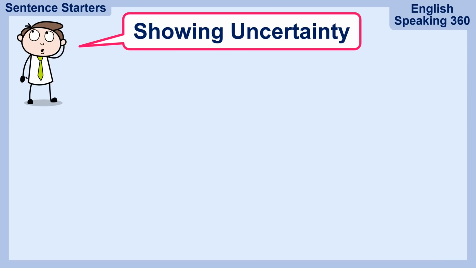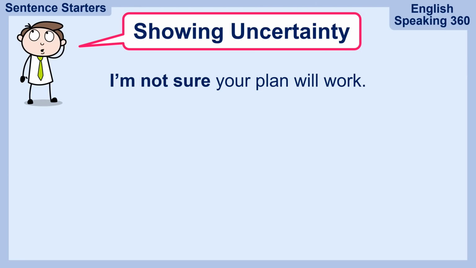Showing uncertainty. Now, when you're not certain of something, here's a sentence. Your plan will work, but you're not 100% sure, so you say, I'm not sure your plan will work. So every time you're not 100% sure, you can use it. I'm not sure your plan will work. I'm not sure it's a good idea.